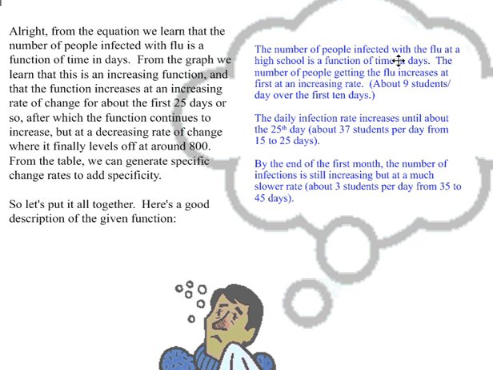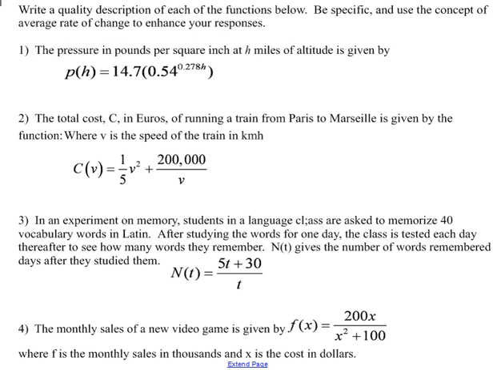That's chapter 1. The number of people getting the flu increases at an increasing rate at first, about 9 students per day over the first 10 days. The daily infection rate increases until about the 25th day, and it's about 37 students per day from 15 to 25 days. By the end of the first month, the number of infections is still increasing, but at a much slower rate. That's about 3 students per day from 35 to 45 days. So what you can see is I included a variable relationship, and then I talk about how the flu is increasing, and then I talk about how fast the flu is increasing using some specific examples from average rate of change. So that's what we talked about in class.